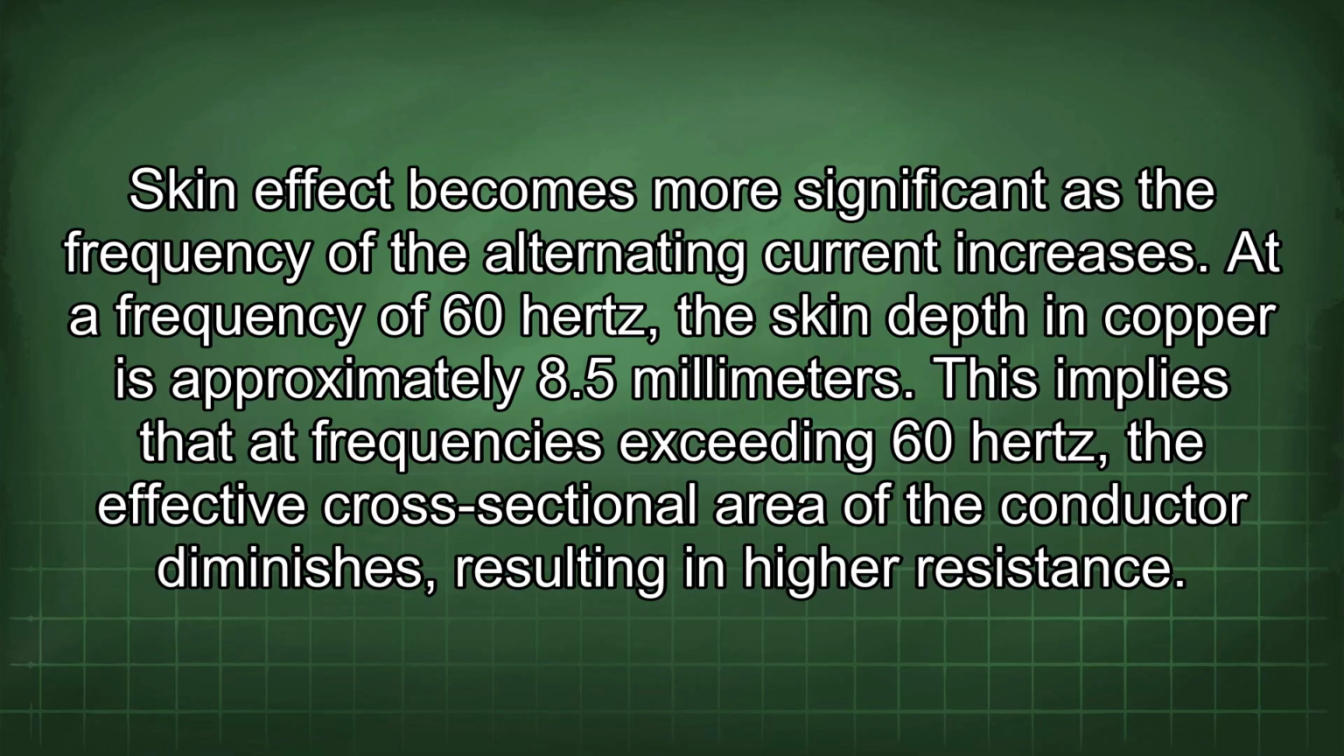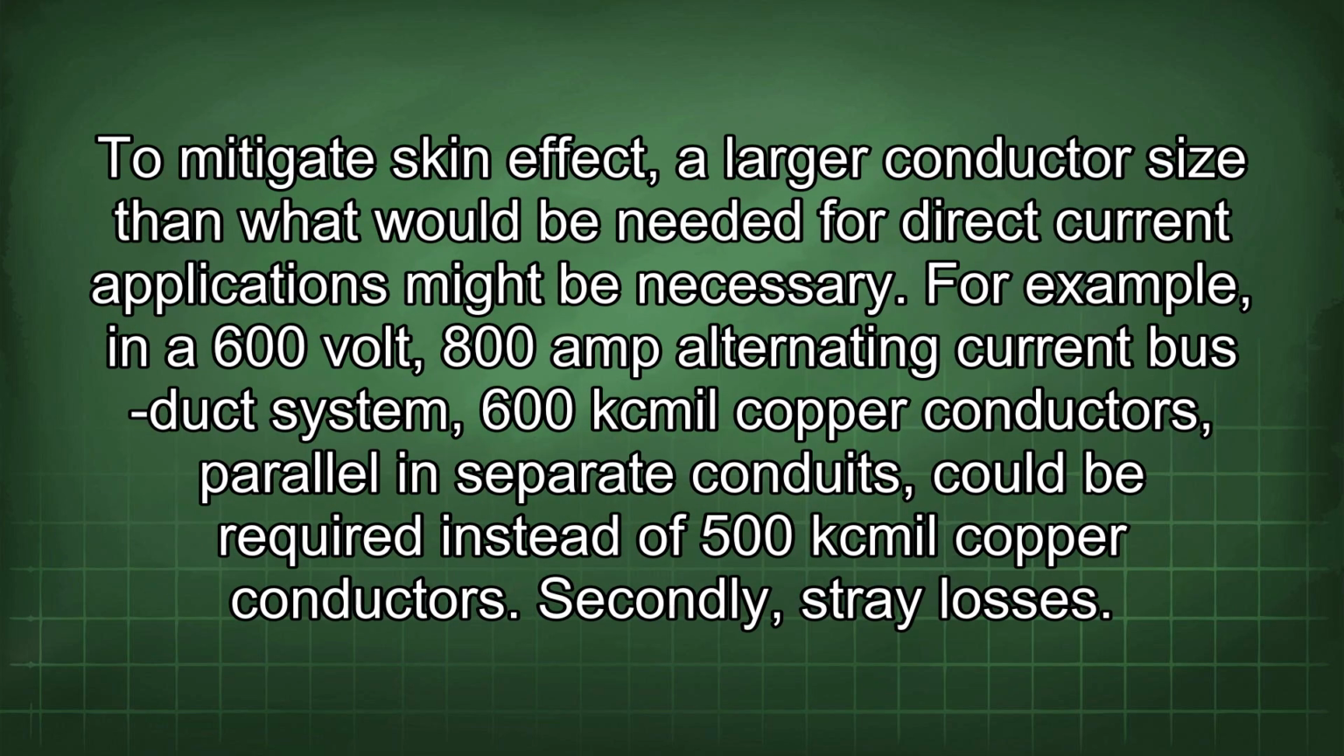At a frequency of 60 Hz, the skin depth in copper is approximately 8.5 mm. This implies that at frequencies exceeding 60 Hz, the effective cross-sectional area of the conductor diminishes, resulting in higher resistance. To mitigate skin effect, a larger conductor size than what would be needed for direct current applications might be necessary. For example, in a 600-volt, 800-amp alternating current bus-duct system, 600 kcmil copper conductors, parallel and in separate conduits, could be required instead of 500 kcmil copper conductors.